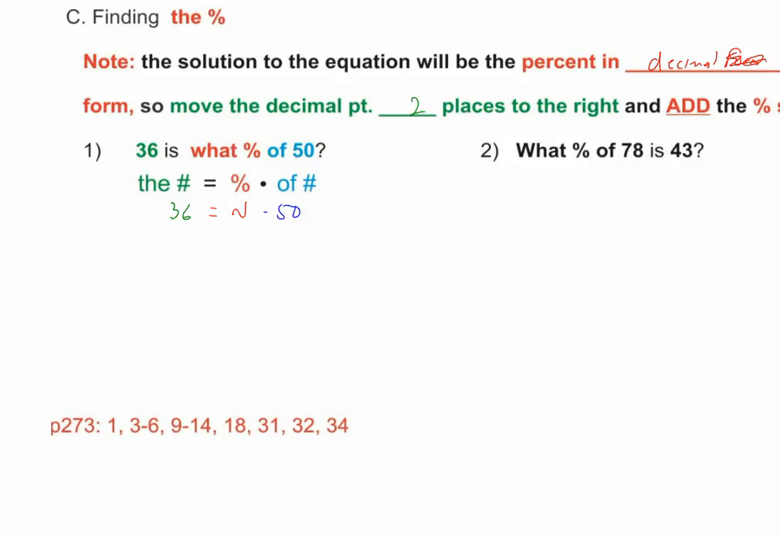Again, are problems in the book going to be color-coded? No. Are problems on the test going to be color-coded? No, but a lot of times that word of is there. Almost always. So 36 equals N times 50. Would you agree we need to isolate the variable? All right, so again, to be clear, let's just rewrite and somebody tell me how to solve for the N. How do we solve for the N?